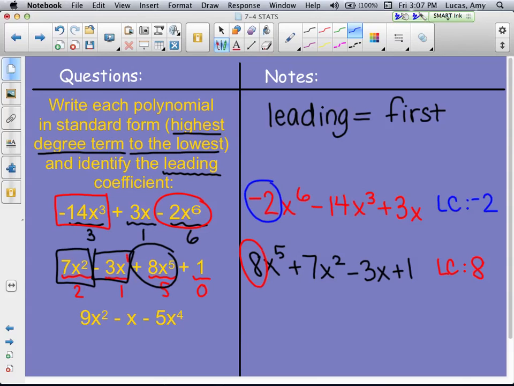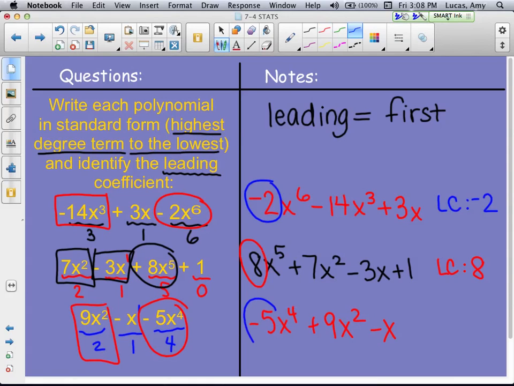Last example, first term, degree 2, second, degree 1, third, degree 4. The highest degree term is 4, so negative 5, x to the 4th. Second would be degree 2, positive 9, x squared. And last, negative x. My leading coefficient, in front of the first term, I've got a negative 5. Leading coefficient, negative 5.